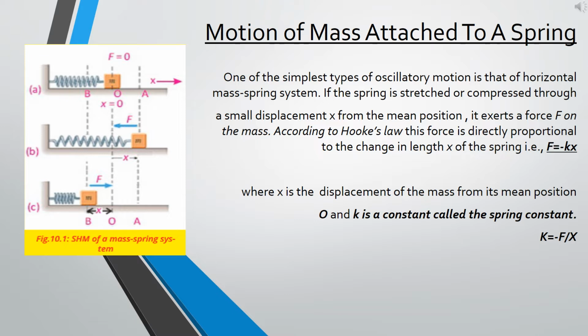from the picture, the mean position is represented by O. So it exerts a force F on the mass. And in class 9 you have read about Hooke's law. According to that law, this force is directly proportional to the change in length x of the spring, that is F is equal to minus kx, where x is the displacement of the mass from its mean position O, and k is a constant called the spring constant, which is defined as k is equal to minus F over x.